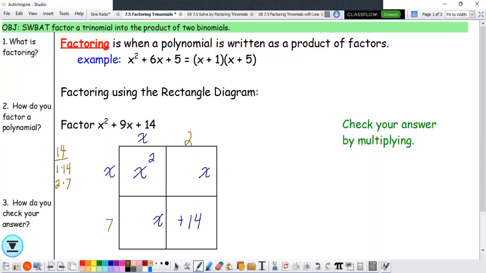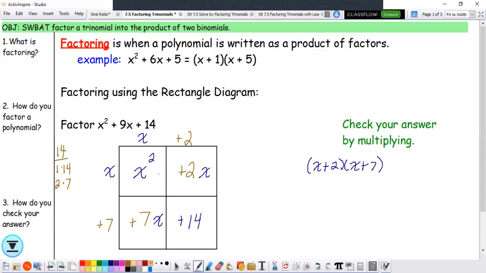2 plus 7 will get me 9, so if I do 2 times x, I have 2x. 7 times x will give me 7x. 2x plus 7x, if they're both positive, should give me a 9x. So I end up with factors of x plus 2 and x plus 7.